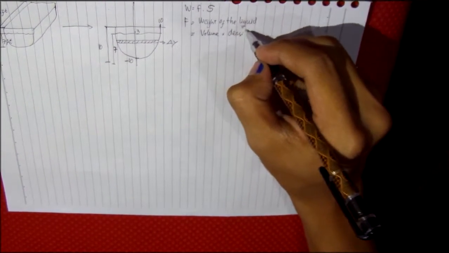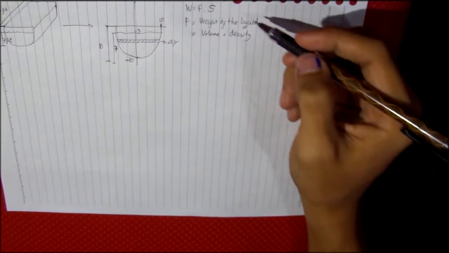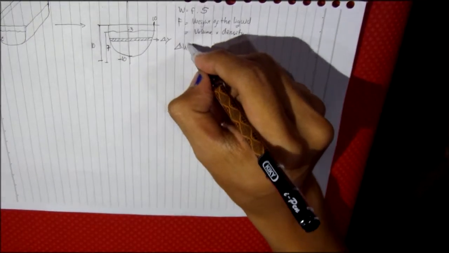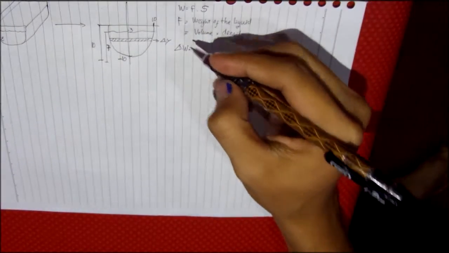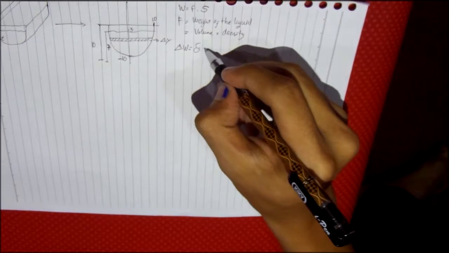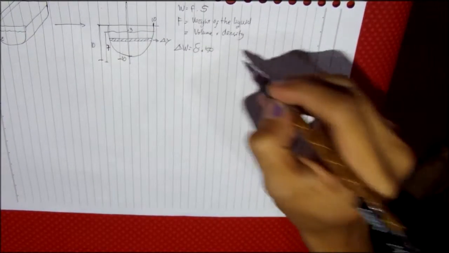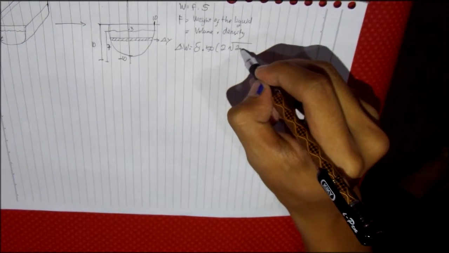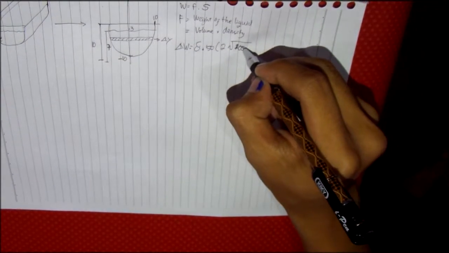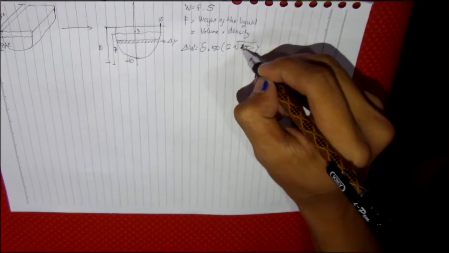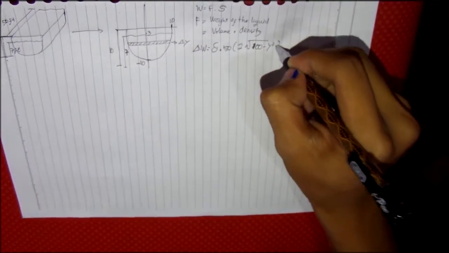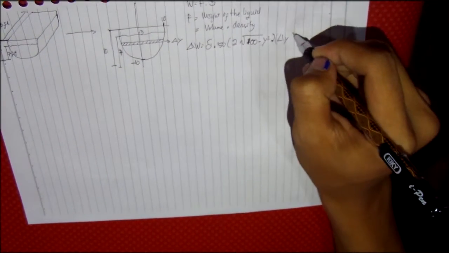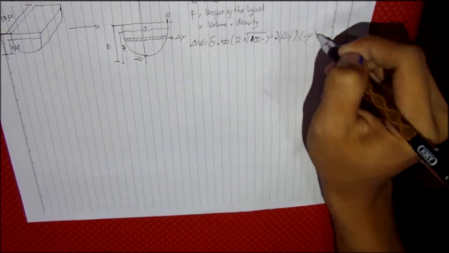Density is the force. From this diagram we get the delta work is density times 15 times 2 root of 100 minus y square, times delta y times minus y.